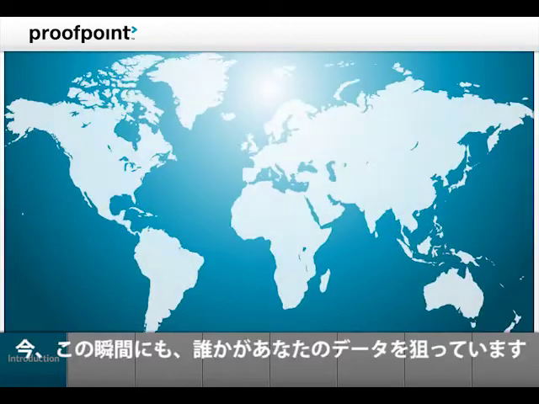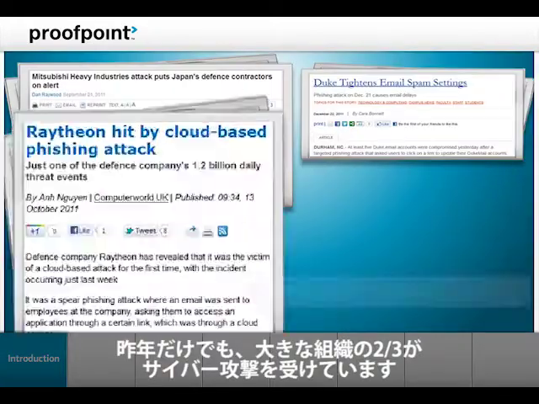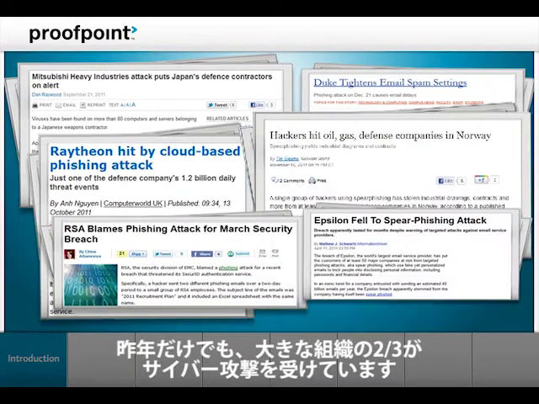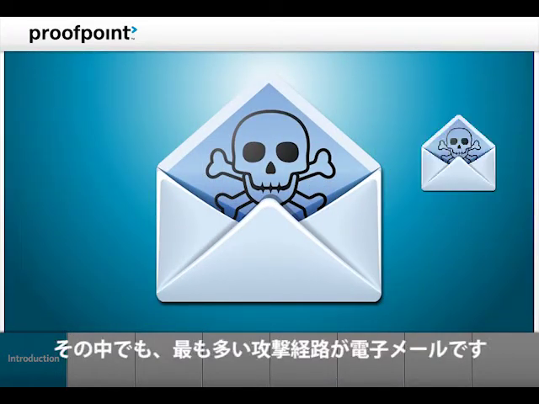Right now, somewhere in the world, someone is being targeted for a data attack. The truth is, there's an epidemic of targeted attacks worldwide. Over 2/3 of large organizations reported attacks in the last year alone, and email is the #1 vector for these attacks.